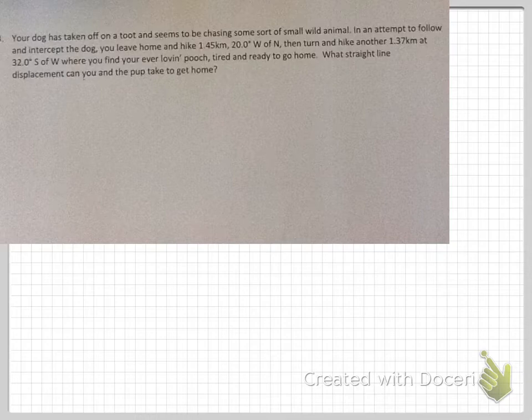Let's get started. Your dog has taken off on a toot and seems to be chasing some sort of small wild animal. In an attempt to follow and intercept the dog, you leave home and hike 1.45 kilometers, 20.0 degrees west of north. Then turn and hike another 1.37 kilometers at 32.0 degrees south of west, where you find your ever-loving pooch, tired and ready to go home. The tricky part of this is, what straight line displacement can you and the pup take to get home? We'll get to that. You still have to find the resultant.